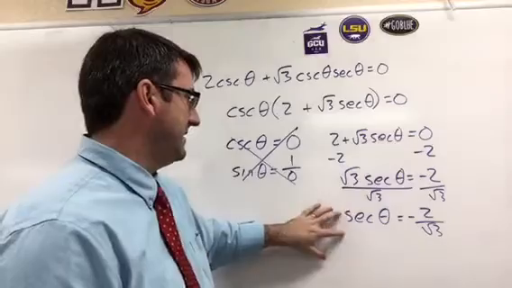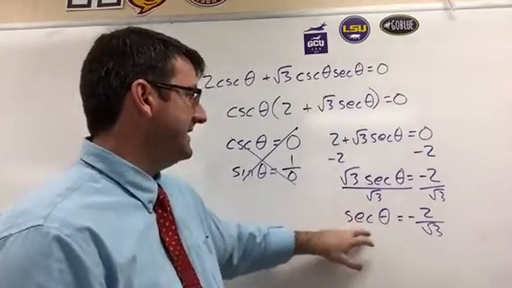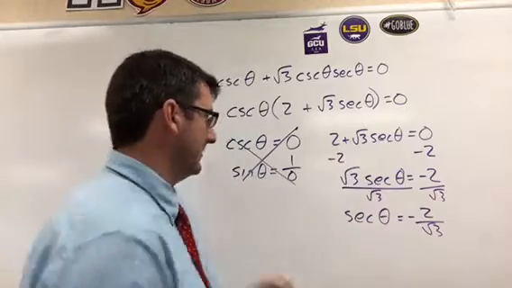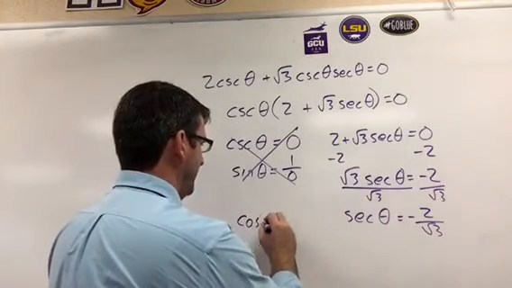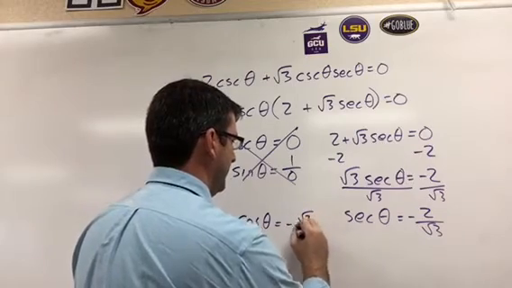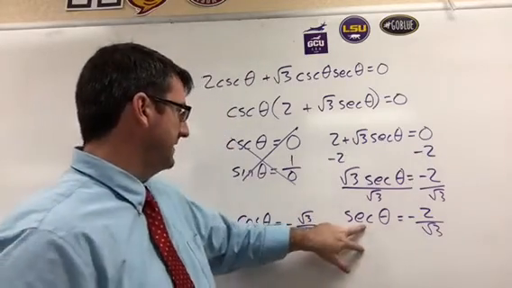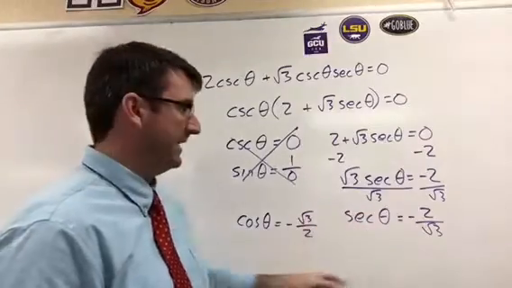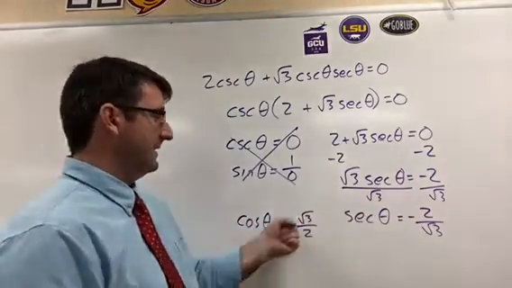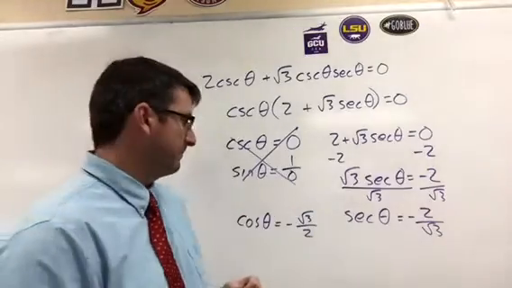And now we can do the same thing with this. Secant is the reciprocal of cosine. So if we take the reciprocal of both sides, we get cosine of theta is equal to negative square root of 3 over 2. So we've taken the reciprocal of secant, which is cosine, and the reciprocal of negative 2 over square root of 3, and we get negative square root of 3 over 2.